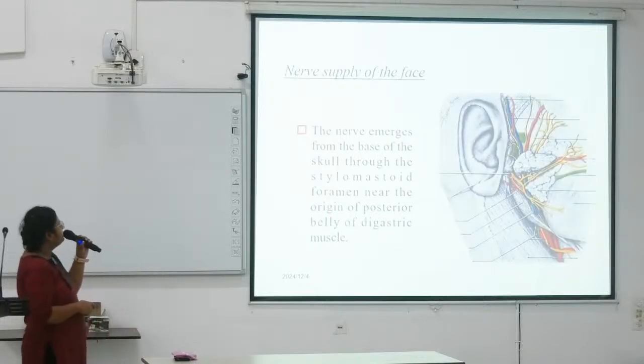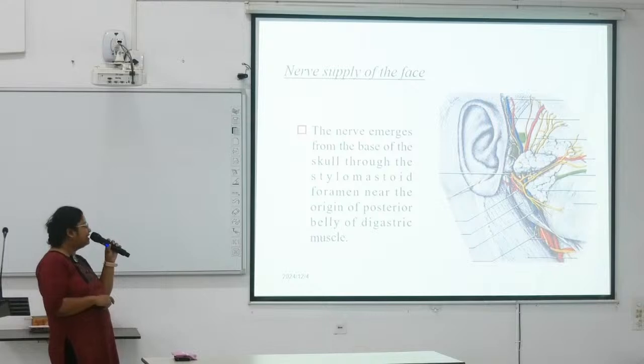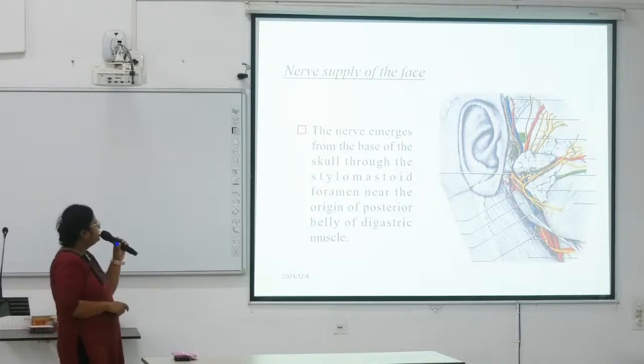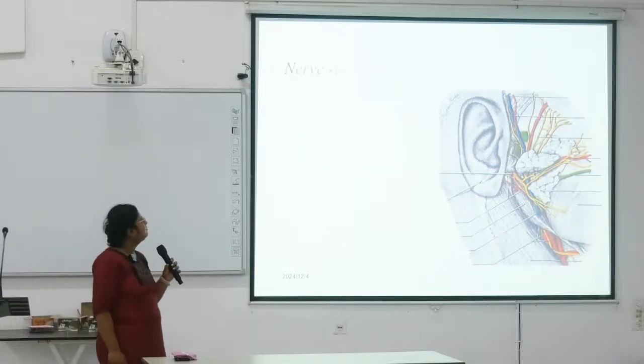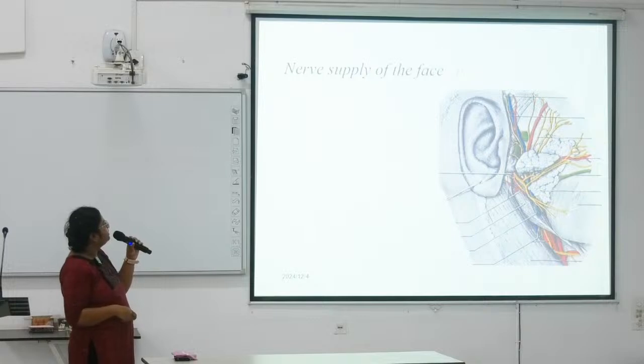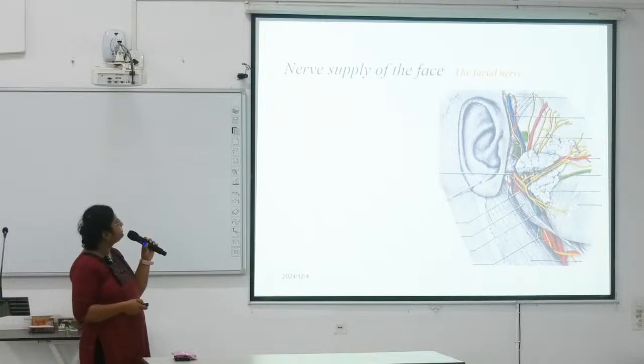the nerve emerges from the base of the skull through the stylomastoid foramen near the origin of the posterior belly of the digastric muscle. Okay, here it is coming out, and this is the posterior belly of the digastric muscle. Okay. Next.